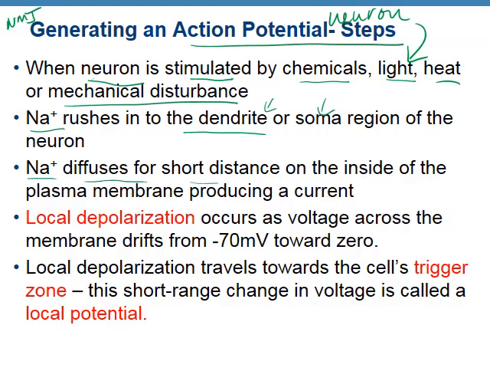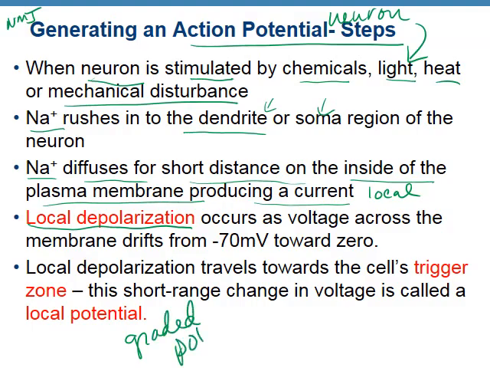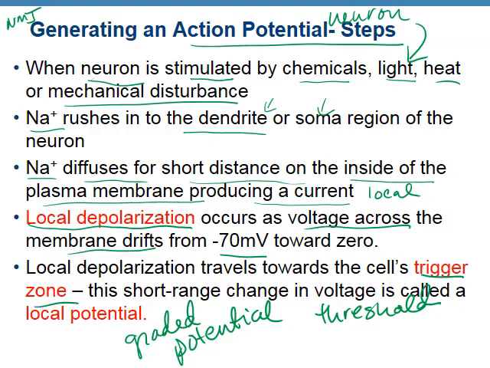The sodium diffuses for short distances on the inside of the plasma membrane, producing a current that we call a local depolarization. You could also think of local as graded, if that helps you. We talked about graded potentials traveling over short distances; they're referred to as local potentials. So voltage across the membrane shifts from -70 towards 0. The trigger zone is the area where you find the threshold. If you reach this trigger zone, then we're going to see this local potential shift into an action potential.